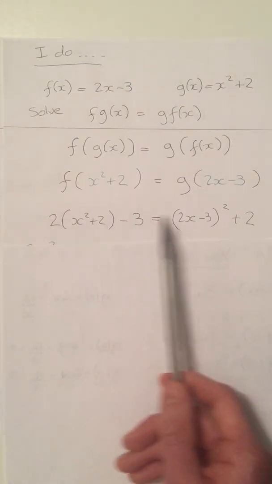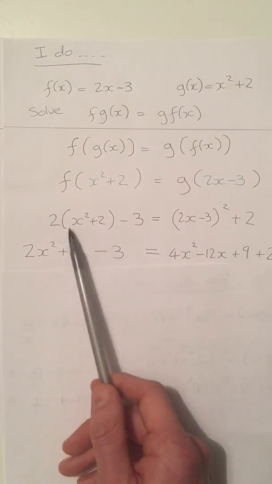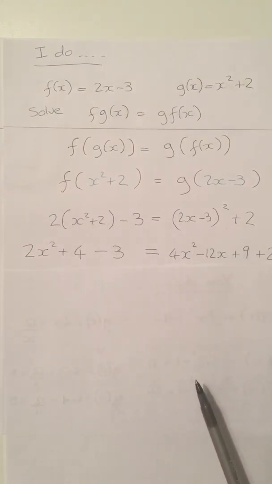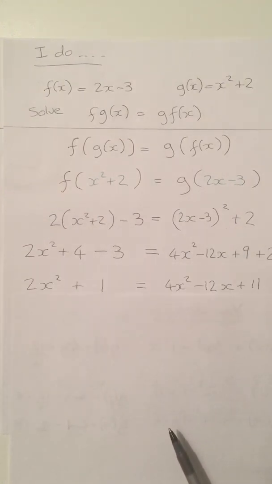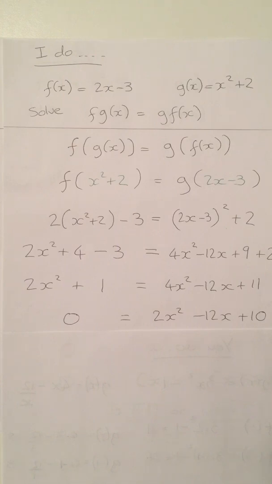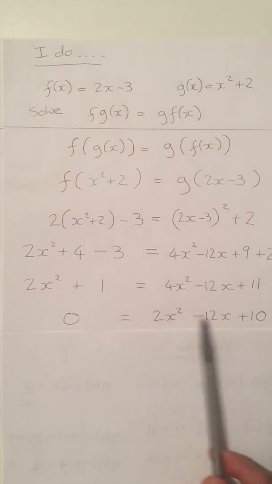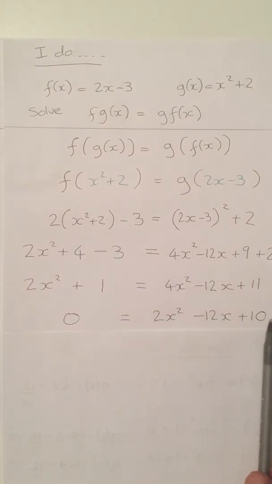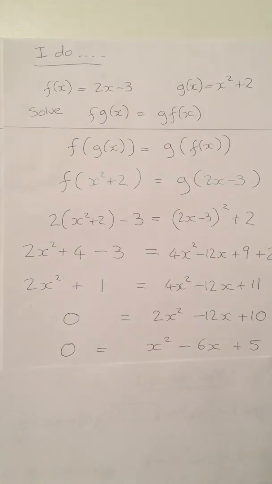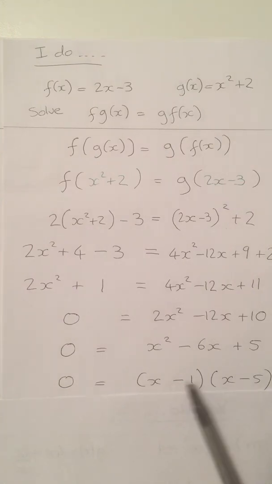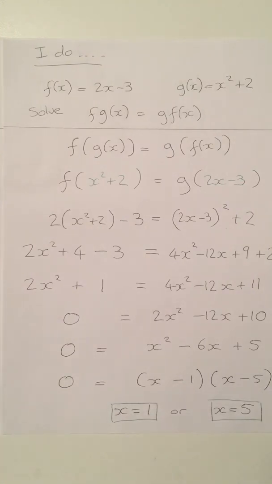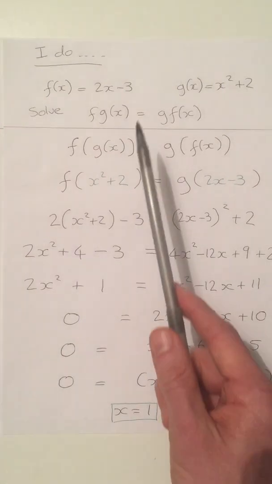Now I just want to solve this equation, so I'm going to expand out the brackets here and here. I'm going to collect up the like terms and make this equal to 0. I'm then going to try and solve this equation. I can simplify this by dividing through by 2 and then factorising. And then I can get my two answers of 1 and 5. So those are the two solutions to this equation.